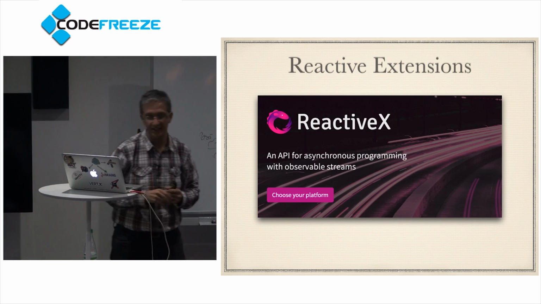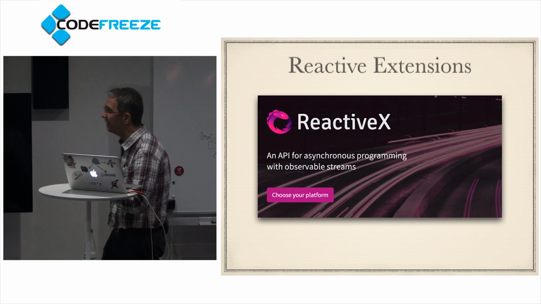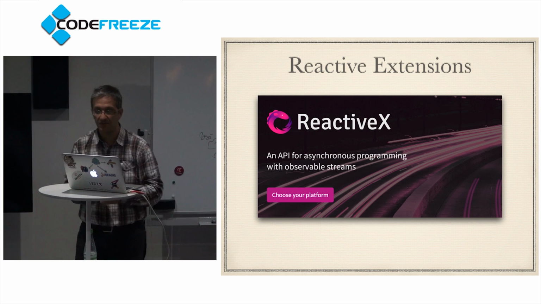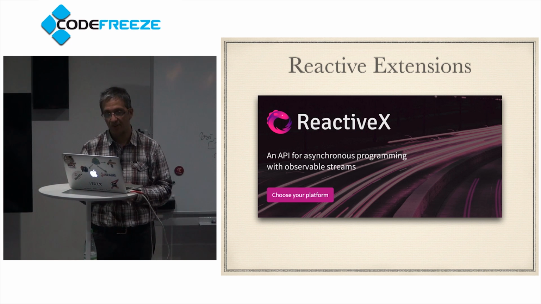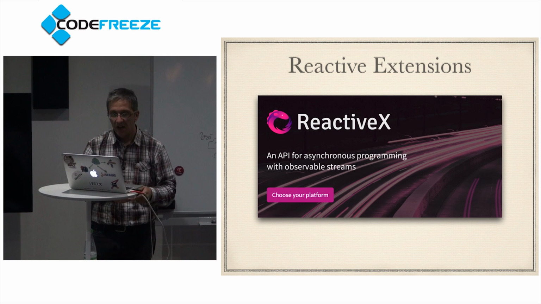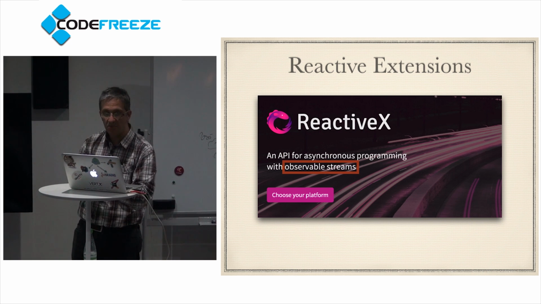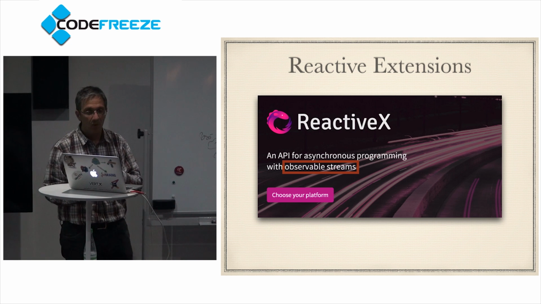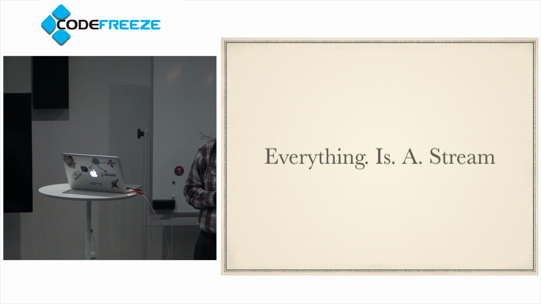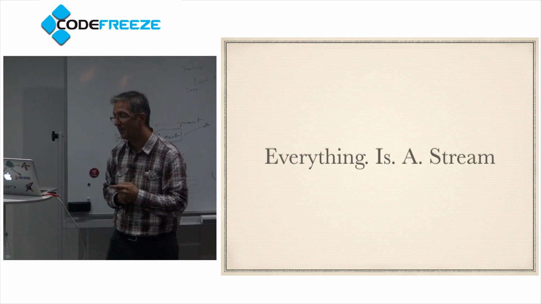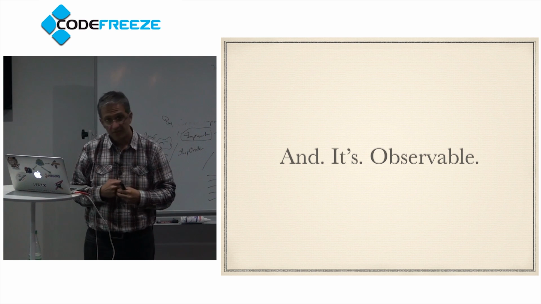So there we go with reactive extensions. Reactive extensions is trying to solve this. It's trying to bring the same programming paradigm to the entire ecosystem, independently of what language, what technology, whatever it is that you use. If you look at reactive, it says that it's an API for asynchronous programming with observable streams, right? That is very important because everything is a stream, and what's more important, it's observable, okay? Following?